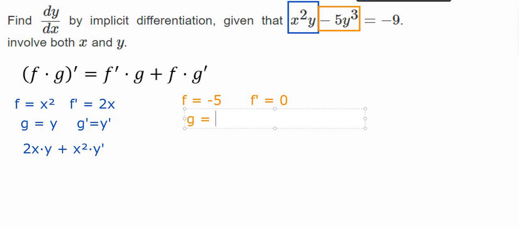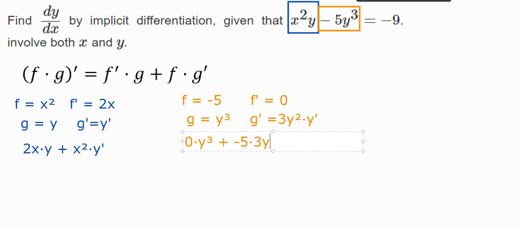And then our g is y to the third power. And that makes our g prime 3y squared. This is the power rule, times y prime. So when we follow the product rule, f prime, which is 0, times our g, which is y to the third power, plus -5 times 3y squared times y prime. And I'm going to simplify this to be -15y squared y prime.